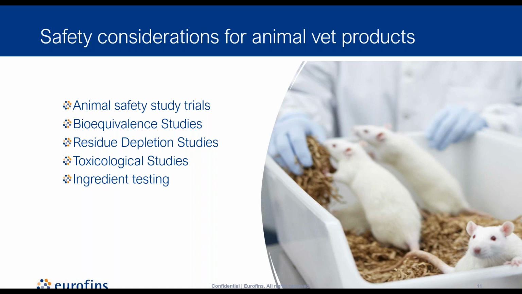Safety and efficacy of animal veterinary products must be ensured through a quality control and assurance process that includes thorough testing at every stage of development. This involves conducting tests on the product itself, such as animal trials and toxicological studies, but it also includes testing ingredients used in the manufacturing process of the end product.